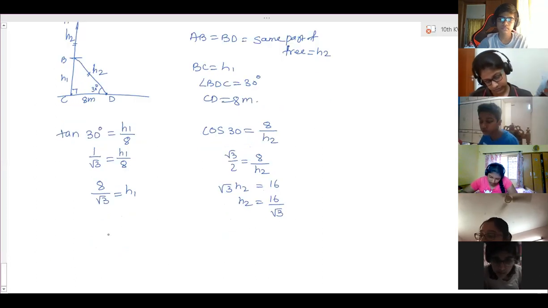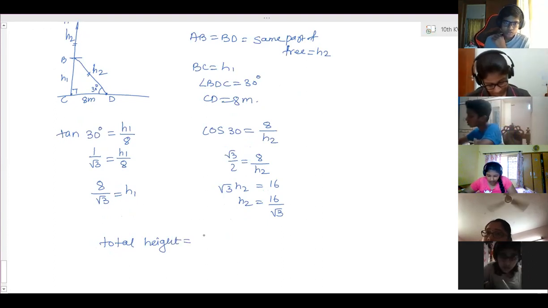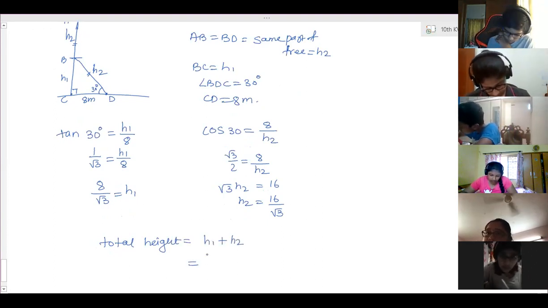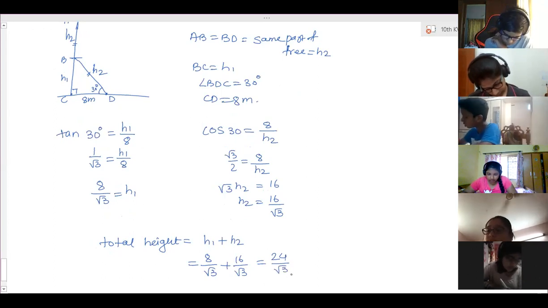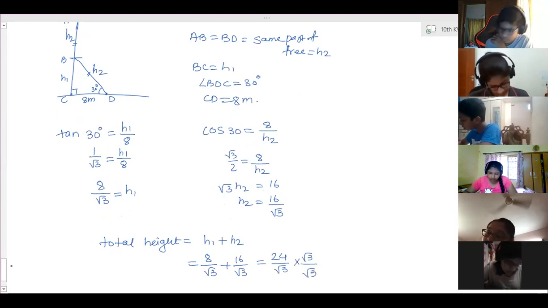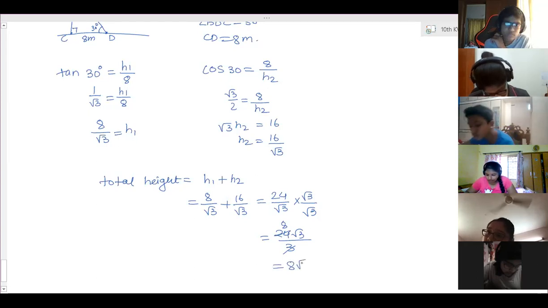Now the total height is h1 plus h2. 8 by root 3 plus 16 by root 3, which is equal to 24 by root 3. And now rationalize here. 24 root 3 by 3. 3 8s. So this is 8 root 3 meters. And substitute the value of root 3 and multiply.